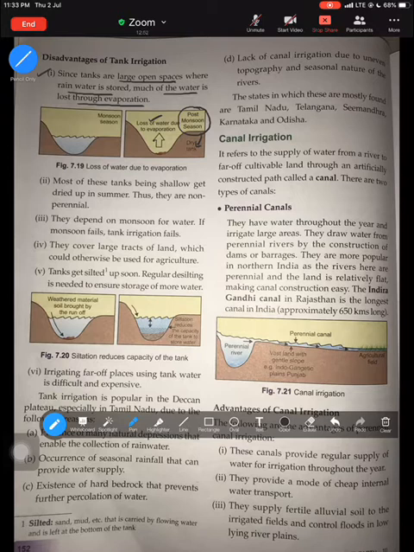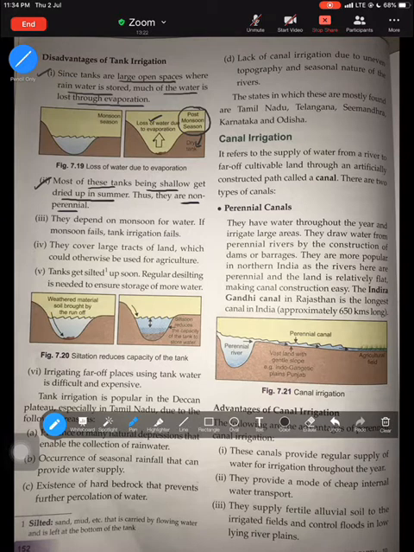But in the monsoon season, because it rains, there would not be much problem of the tank being dry. But in the post monsoon season, because of loss of water through evaporation and lack of rainfall, the tank would remain dry. Next drawback is that most tanks being shallow get dried up in summer. They are non-perennial. So tanks tend to dry up during summer because of evaporation. That is why they become non-perennial. So they're a non-perennial source.